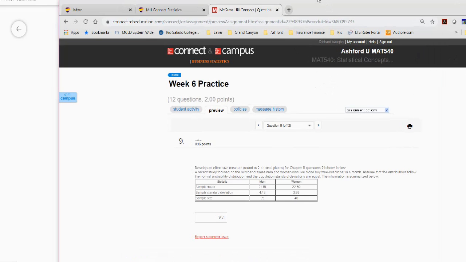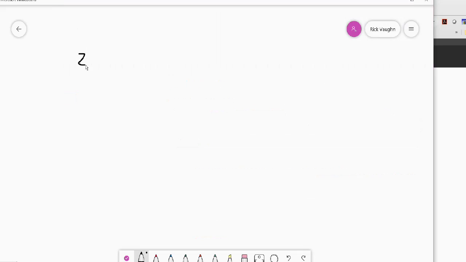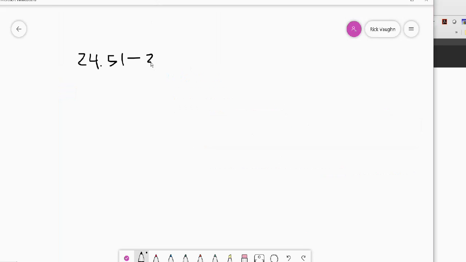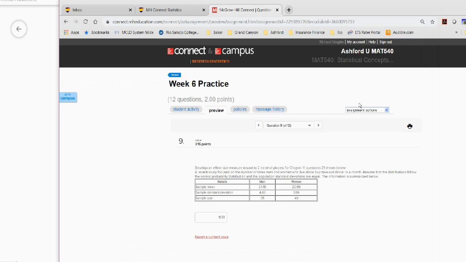But anyway, I'll get off my soapbox for a minute and I'll show you how I come up with the 0.44 on this one. I'm going to take this 24.51, which is the first sample mean, and subtract the second sample mean, which is the 22.69. And I'm going to divide by the pooled standard deviation. Now the pooled standard deviation is a square root of, and I got to take n1 minus 1, so 35 minus 1 is 34.